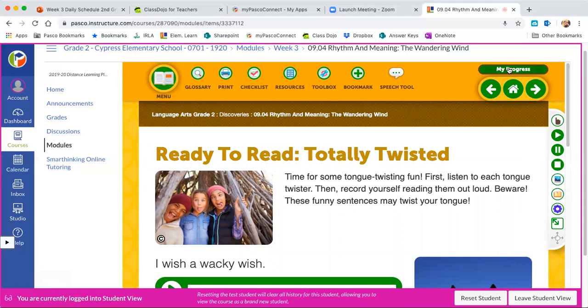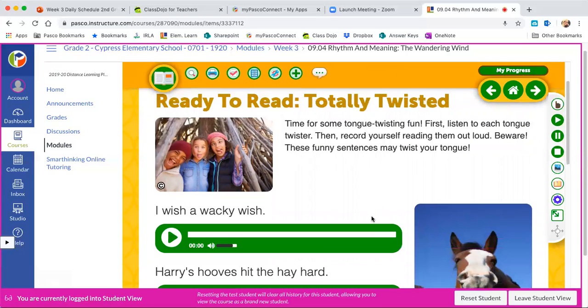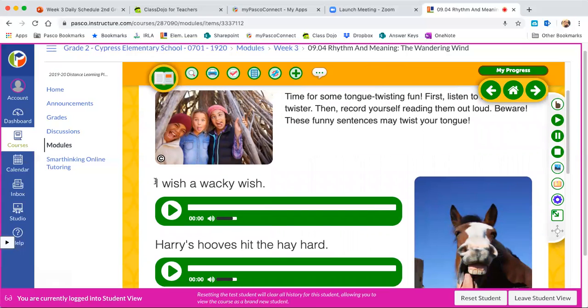Ready to read. Time for some tongue twisting fun. First, listen to each tongue twister, then record yourself reading out loud. Beware, these funny sentences may twist your tongue. So if you know all of these words, you can go ahead and read it on your own. Or you can press the play button, they'll read it for you, and then you can repeat it back.